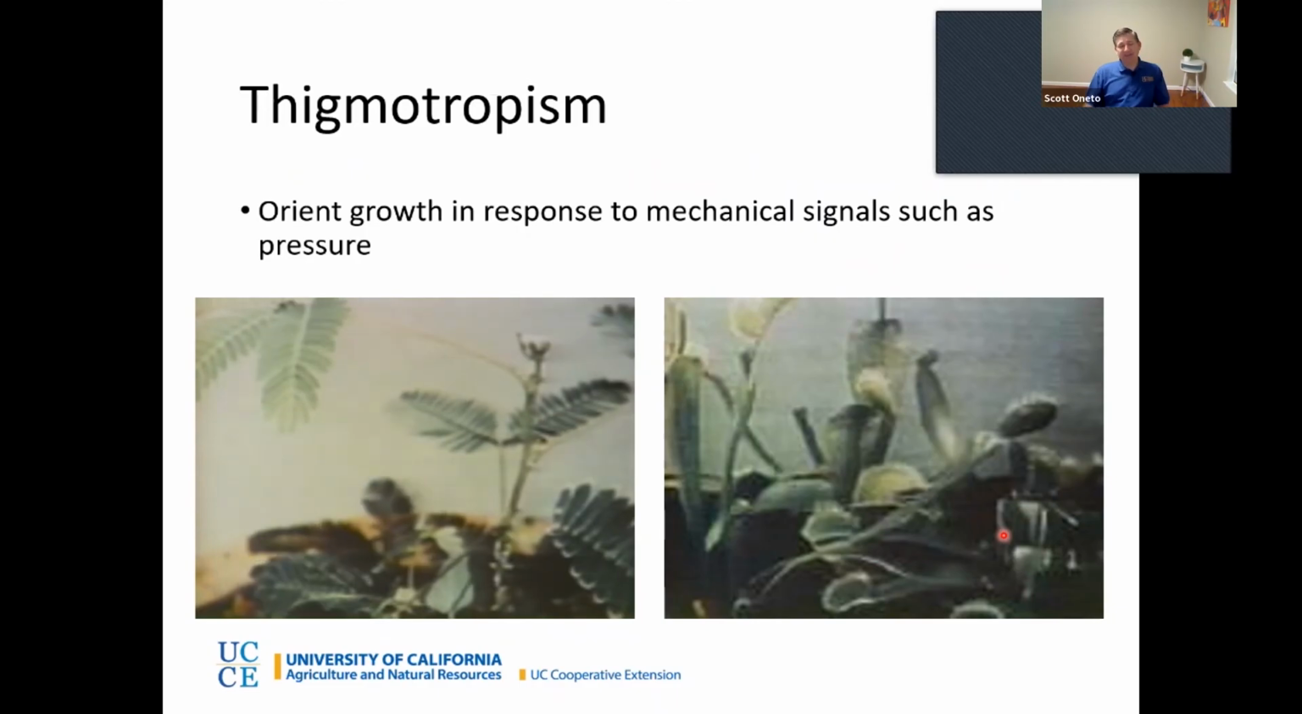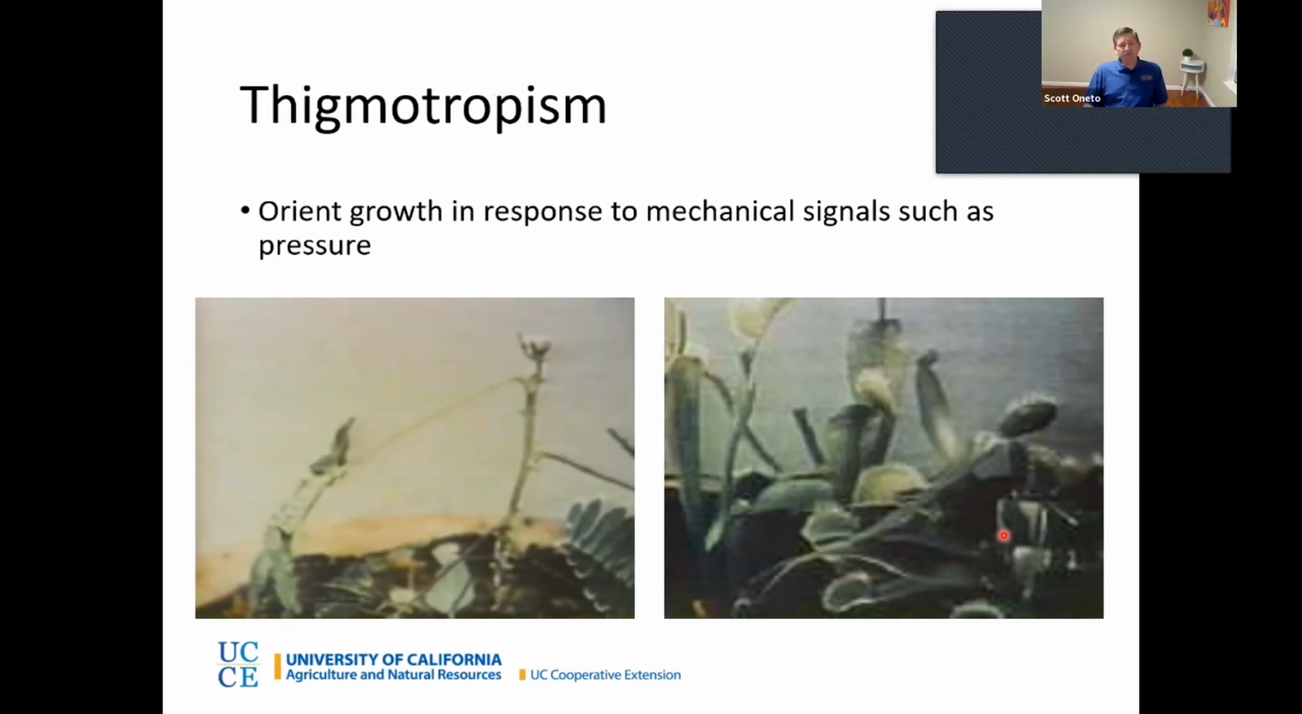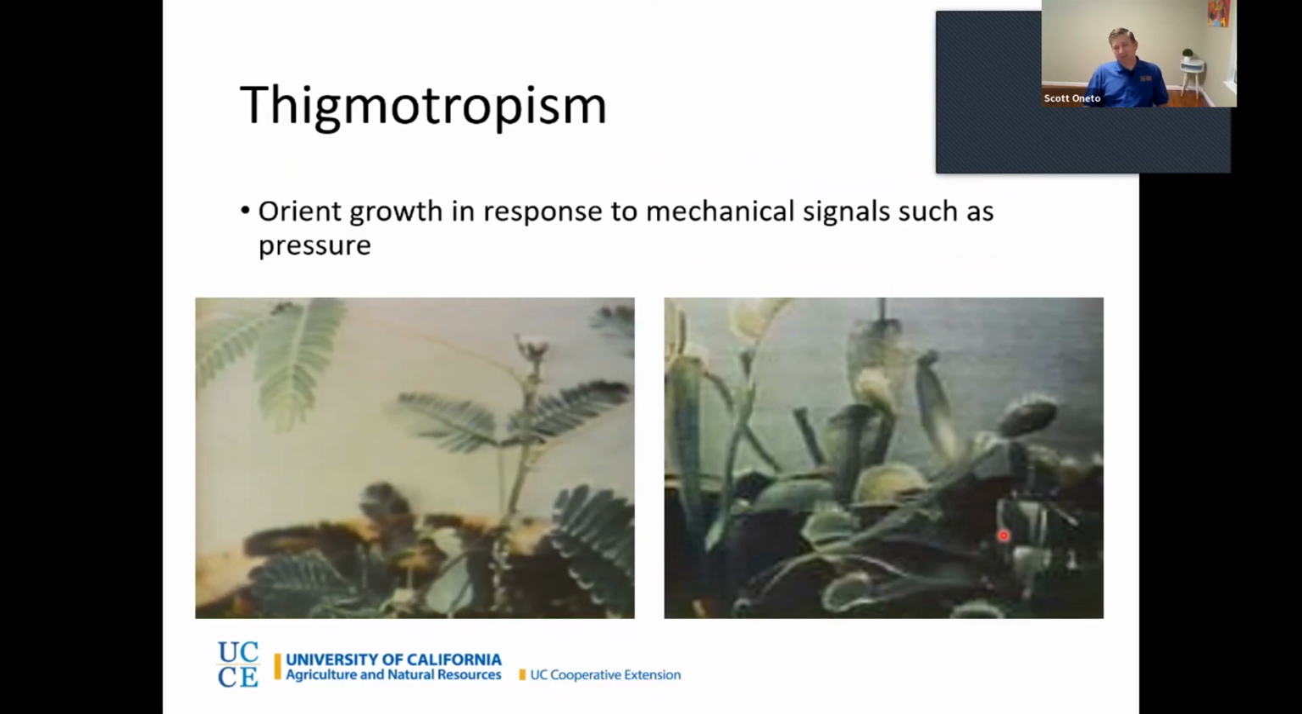And then the last one here, we have thigmotropism. Thigmotropism is in response to touch or some sort of a mechanical signal like pressure. There's a few different plants that come to mind that have great examples of thigmotropism. The first one is the plant here on the left. This is, of course, the touch plant.